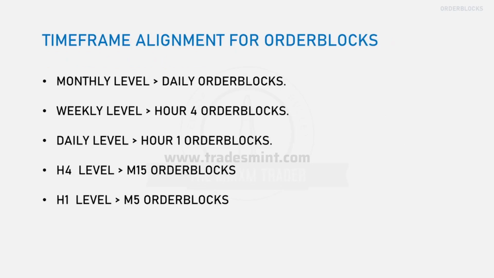Again, time frame alignments for order blocks. Same as all the other lessons, we have a monthly level into daily order blocks, a weekly level into 4-hour order blocks, a daily level into 1-hour order blocks, a 4-hour level into 15-minute order blocks, and then eventually a 1-hour level into 5-minute order blocks. And all these different time frame alignments will be shown in the charts coming up next.